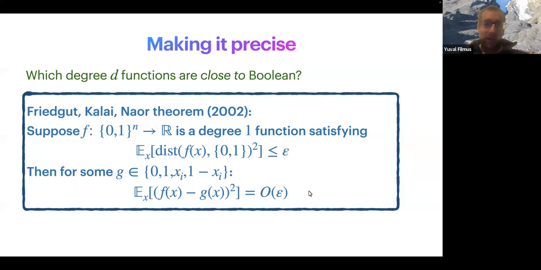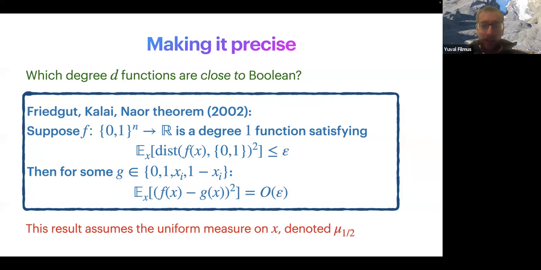Okay, so this is the Friedgut-Kalai-Naor theorem, and we'll state it in a more succinct form soon. But let me just say that this result assumes implicitly the uniform measure on x. Okay, so x is chosen uniformly at random from all 2 to the n different points in the Boolean cube. This measure, which will show up later on, is denoted mu half, and I will explain why in a bit. Okay, so this is the case d equals 1, and we'll soon see the general case for general d.